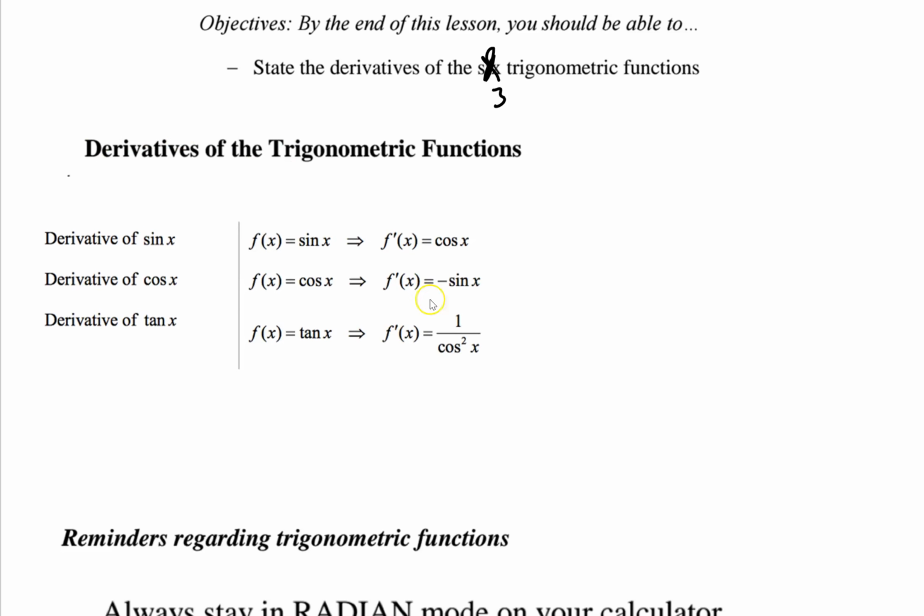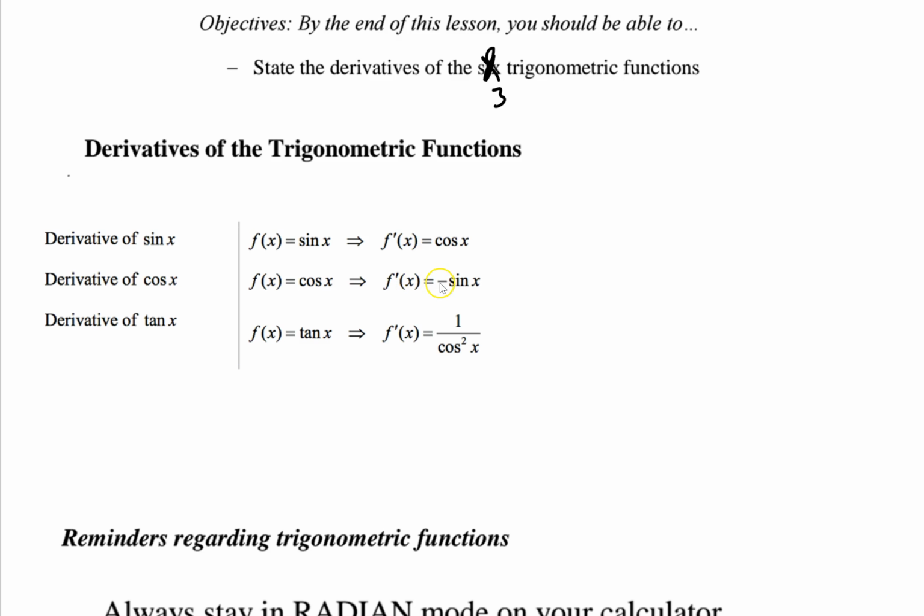So here are the 3 trig functions, again, all from your book. Derivative of sine is cosine. Derivative of cosine is negative sine. Derivative of tan is 1 over cosine squared. It's also known as secant squared, but again, IB only deals with the main 3, not the inverse, not the reciprocal trig functions. So that's the only ones you gotta know.